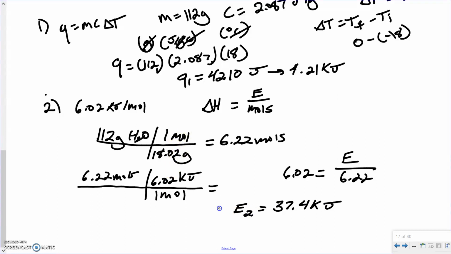So notice a lot more energy required here than what's required here. 2 reasons for this. First off, we're only changing the temperature by 18 degrees Celsius. Second off, down here, we're not changing temperature, but we're breaking intermolecular forces, which does require a lot more energy than just speeding up the molecules.